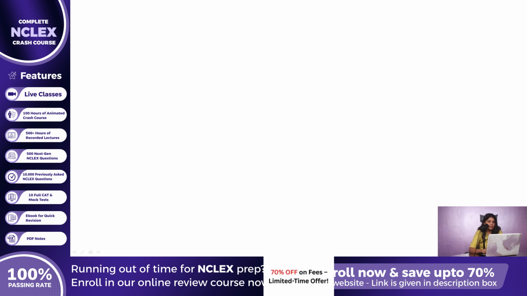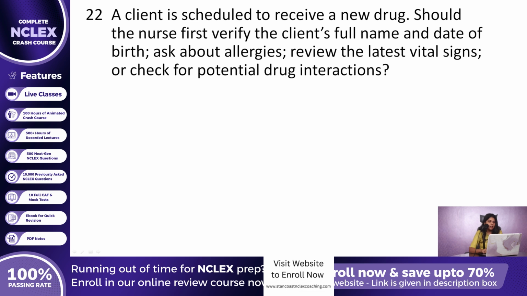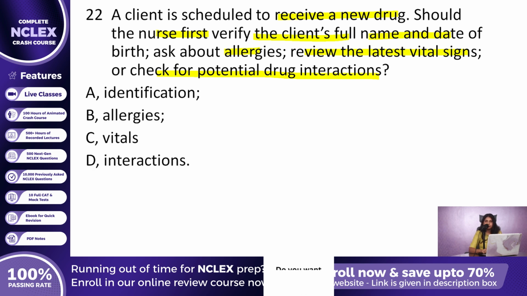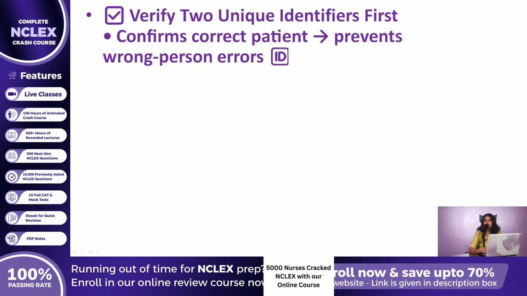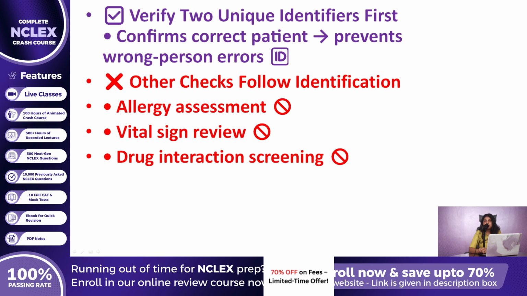Question 22. Finally, in the medication administration sequence, a client is scheduled to receive a new drug. Should the nurse first verify the client's full name and date of birth, ask about allergies, review the latest vital signs, or check for potential drug interactions? The options are A. Identification, B. Allergies, C. Vitals, and D. Interactions. The foundational step is A. Verifying 2 unique identifiers, because ensuring you have the right patient prevents wrong person errors before any further checks. Allergy assessment, vital sign review, and drug interaction screening all follow once correct identification is confirmed.